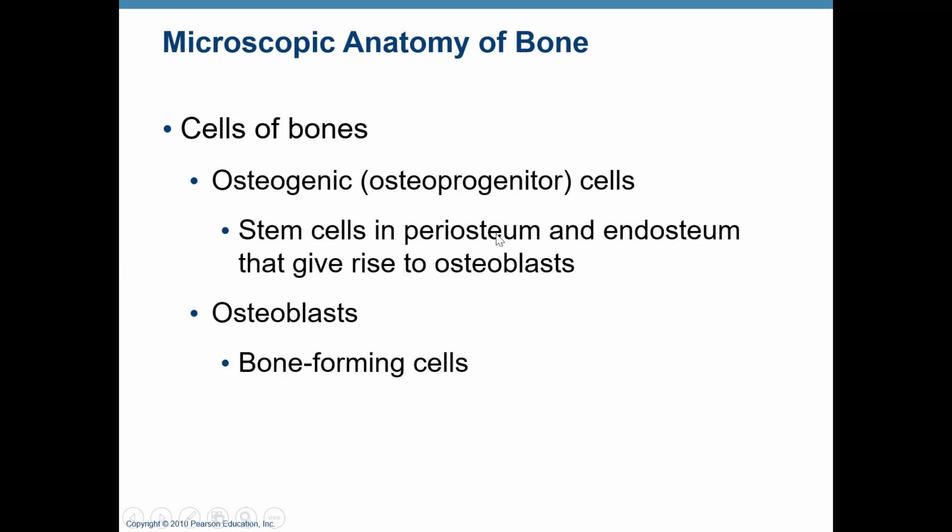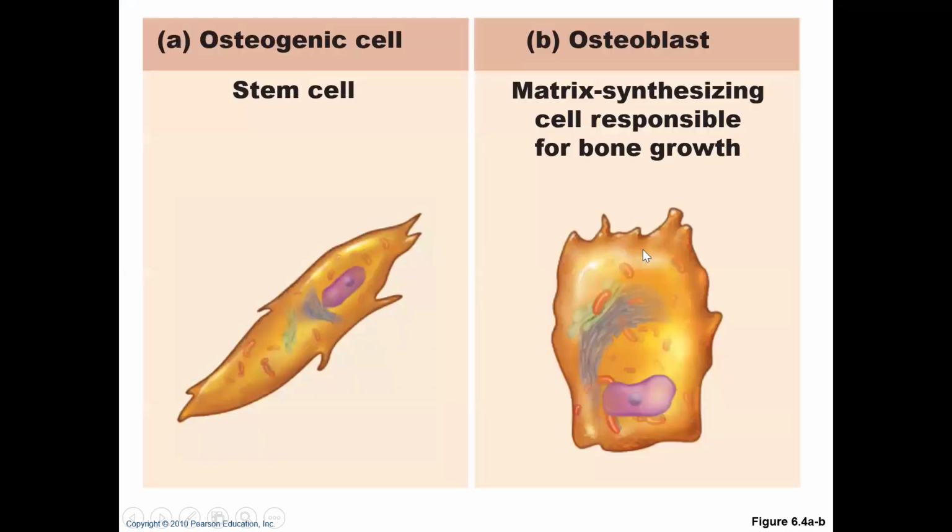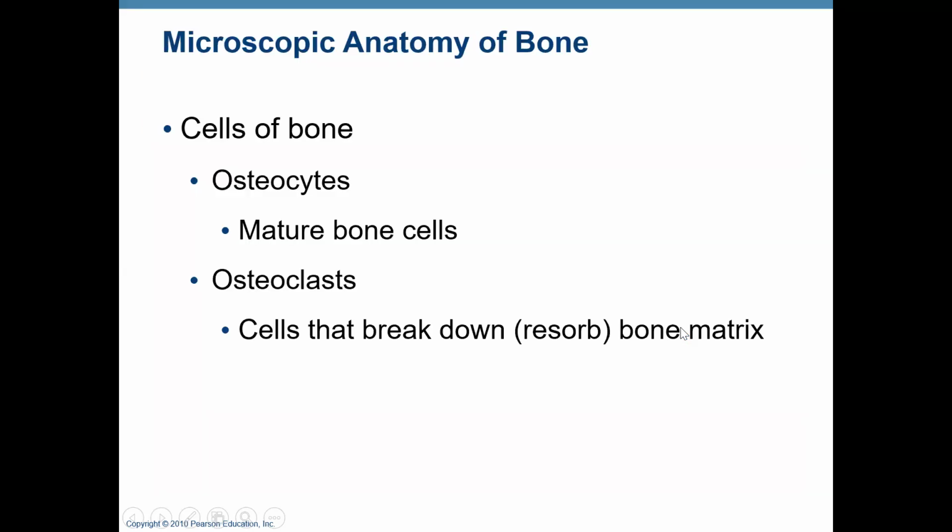Where do we find them? We find them in the outer connective tissue around the bone and also within the cavity in the bone called the endosteum. So here's a drawing of our stem cell, and that stem cell can differentiate into either an osteoblast, bone forming, or an osteoclast. And osteoclasts contain digestive enzymes to release calcium, phosphorus.